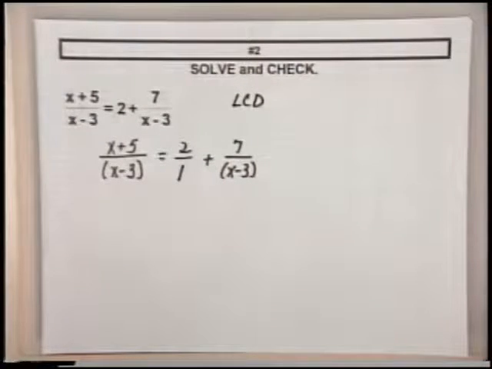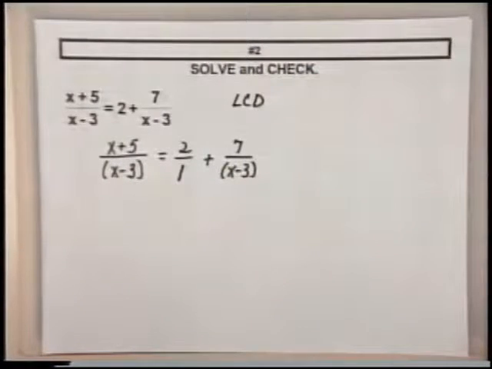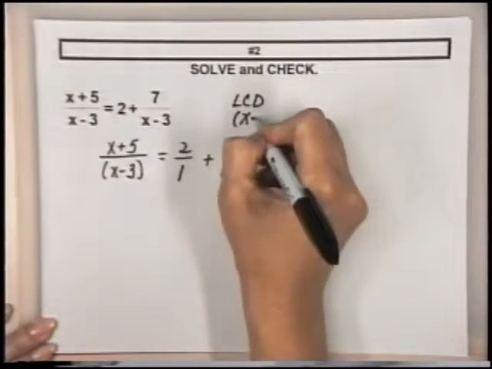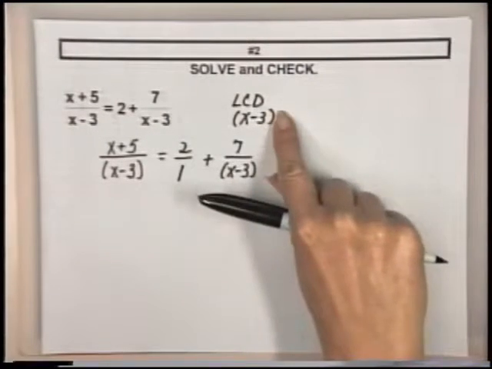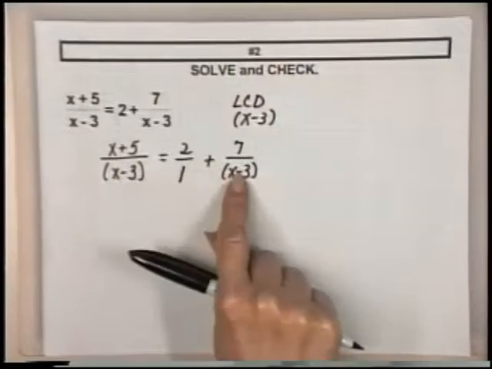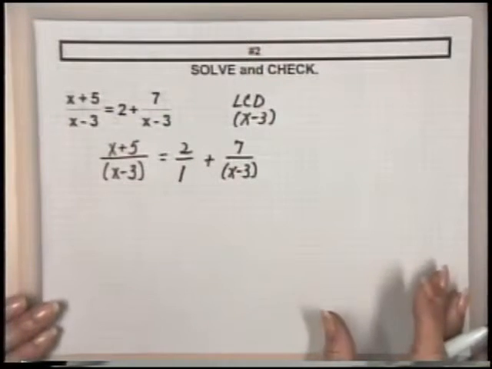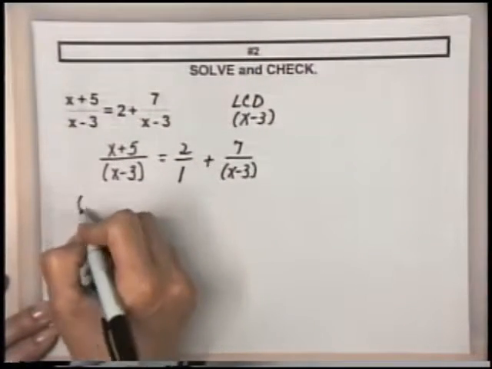When I find the LCD, I have a numerical factor of 1 and a variable factor of x minus 3. So my LCD would be 1 times x minus 3, which is simply x minus 3. I only need to use the x minus 3 to the first power because it's only raised to the first power in each denominator. My next step is to multiply both sides of the equation by the LCD.